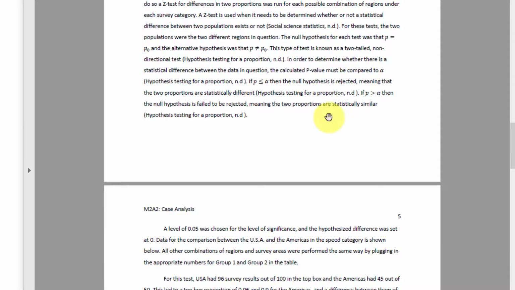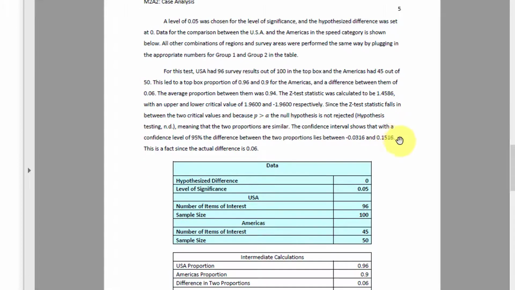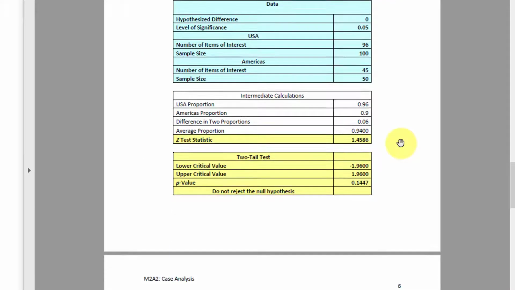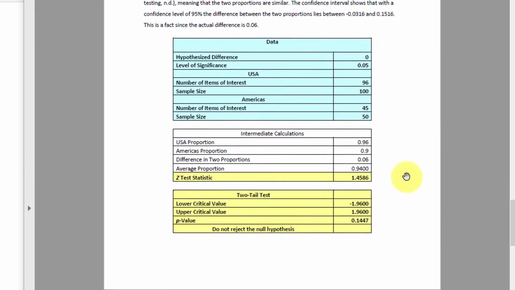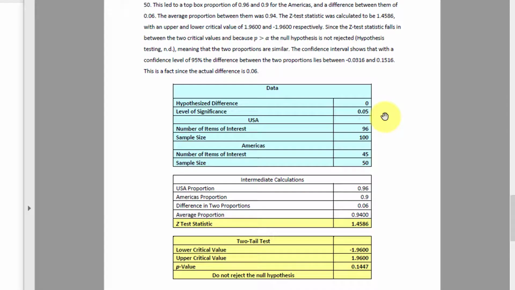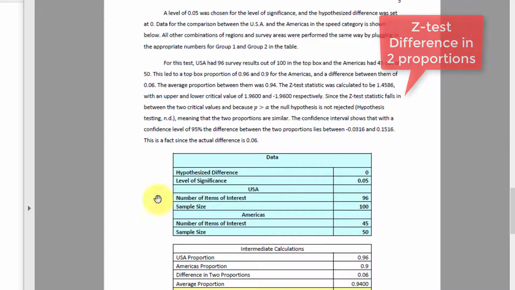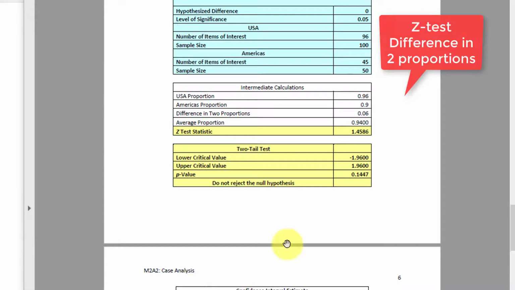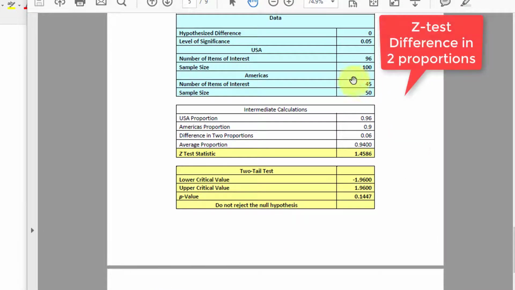And then he talks about the next phase, which is actually doing the hypothesis test to see if those apparent differences are statistically real, statistically significant. And he gives an example here of one comparison of two regions, USA and Americas, and I think this is on speed, and we have using the PHStat.